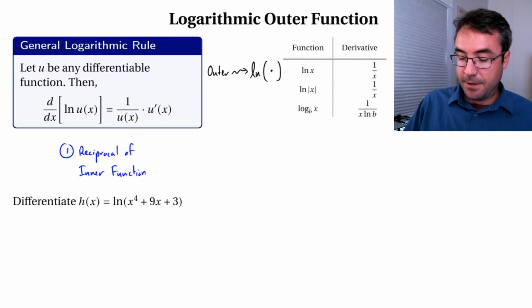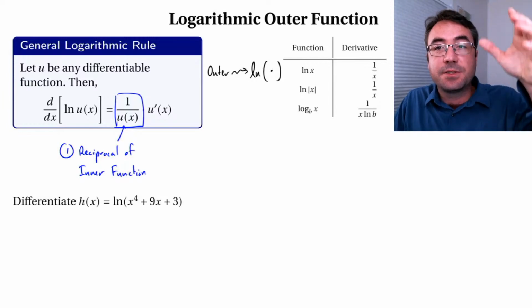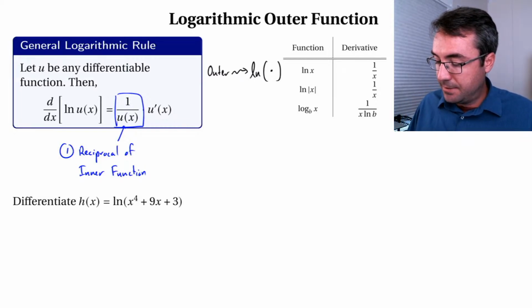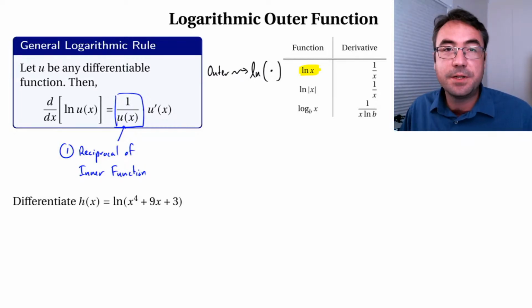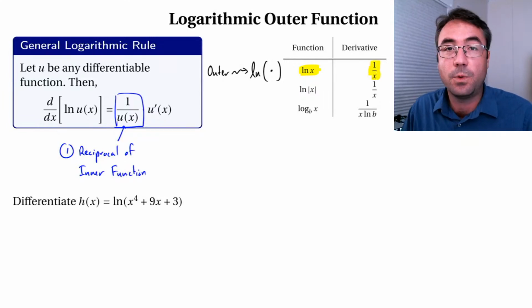So the first part there is just to do the reciprocal. Our inner function's u of x, just have the reciprocal there, 1 over u of x. And why do we do that? Well, if we look at the natural log function, what is the derivative of just natural log x? Well, it's the reciprocal of x, 1 over x.